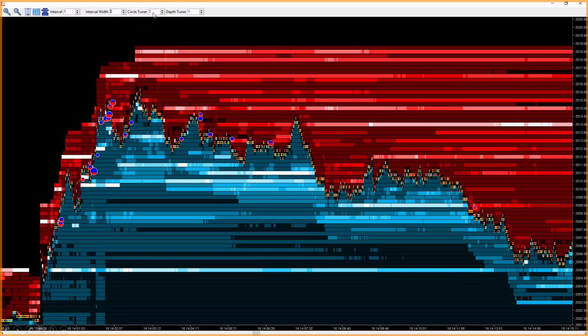Circle tuner, if you're on crude oil, 2 or 3. If you're on the ES, 1 or 2. And the depth tuner, I like it at 1 because I think it looks pretty. But really, this isn't something where if you have one set of settings, you'll see it, and if you have a different set of settings, you won't. The interval, basically, I'll just move it up to scrunch it together a bit so I can see more information.